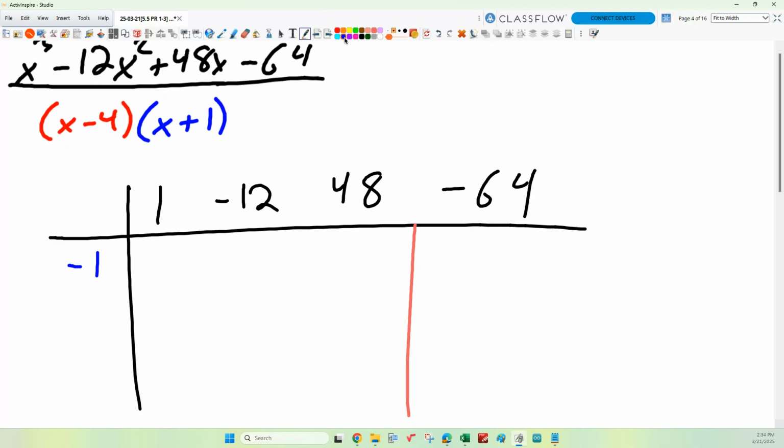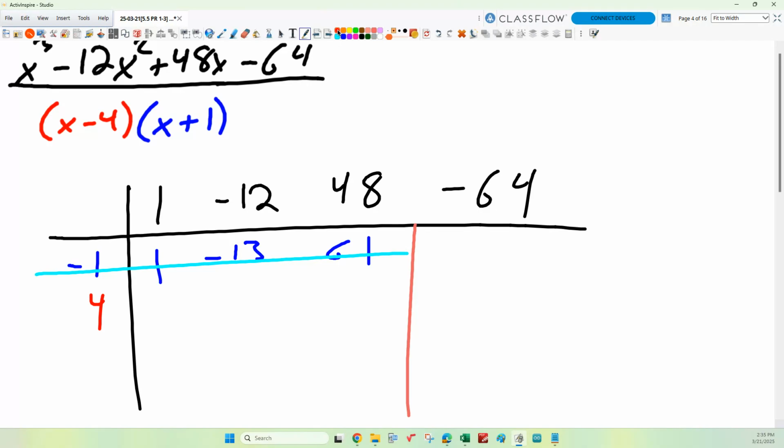So what do we do? We drop the 1 down, right? And then anytime a number drops down, we multiply by the number out front and add to the next number. So I get negative 1 plus negative 12 is negative 13. Negative 13 times negative 1 is 13 plus 48 is 61, and it's not going to work, right? We can already see I'm not going to get 0 in the remainder box. So that one doesn't work. We could cross it out. Move on to the next one.